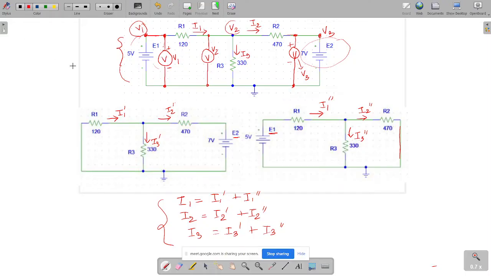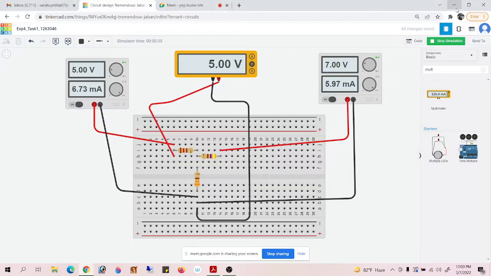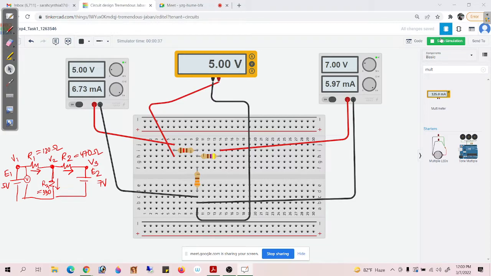Okay, so I suppose you have already found out what V1 is. You can note it down somewhere. V1 is about 5 volt. So now we have calculated V1, and we will be calculating V2. Let me stop my simulation.